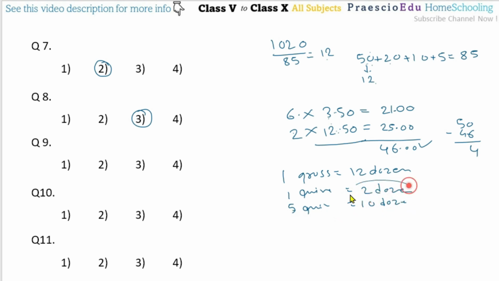So this is consumed in printing, and this is the total. So 12 minus 10, there are 2 dozen papers remaining. Now asking about the papers, so 2 dozen means 2 multiplied by 12, that is 24 papers, because 1 dozen means 12 papers. So 24 papers means option number 4 is the correct one. Now question number 10.